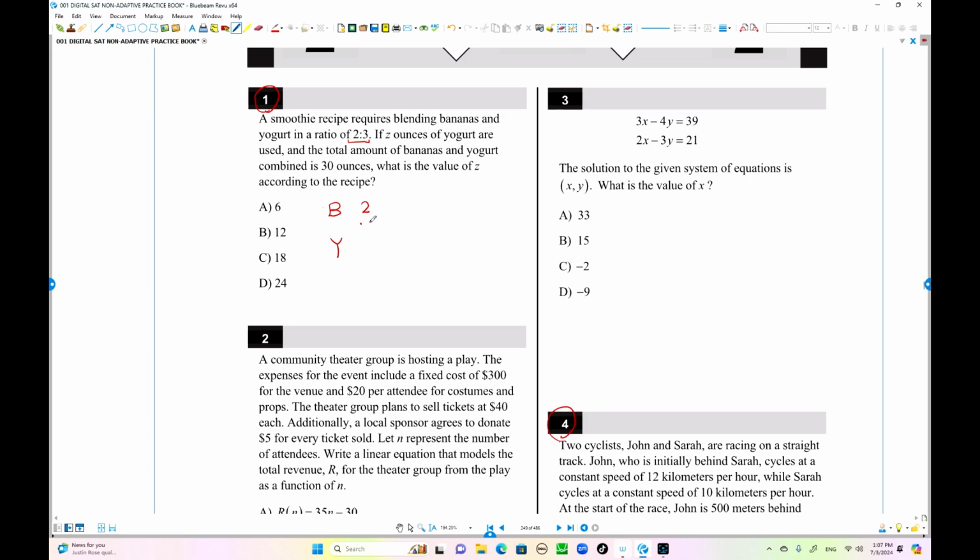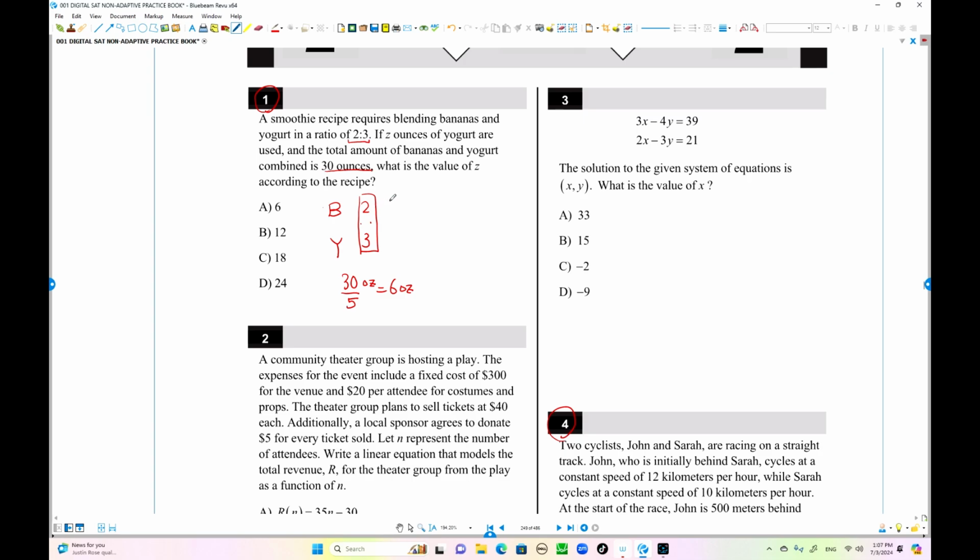If this is 2, this is 3. That is the number of units of ratio, right? 2 units of ratio, 3 units of ratio. Total is 5 units of ratio, okay? So over here, total amount of bananas and yogurt combined is 30 ounces. When you add these two ratio units, that is going to be 5. So each unit has 6 ounces.